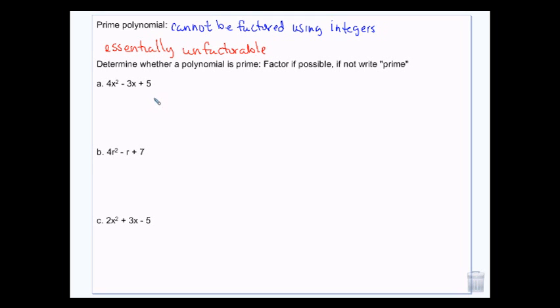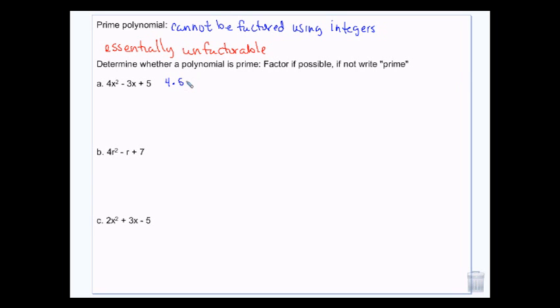We're going to try to factor these, and if we can, we factor them, and if we can't, we say they're prime. All right? Now, don't fall into the trap of looking at it and going, oh, I don't know what the numbers are, it's prime. No. You have to actually try. I know, I'm so mean.